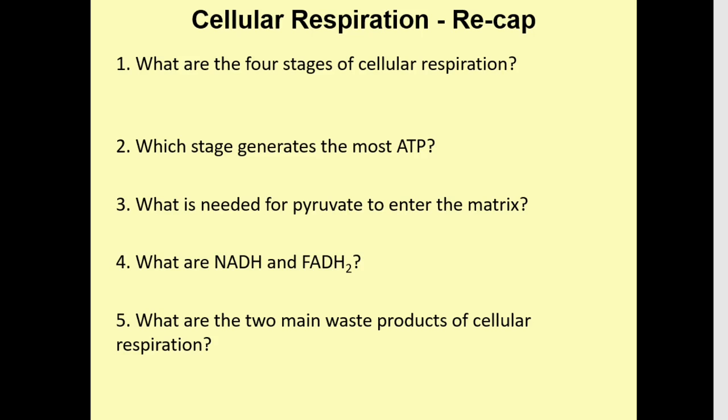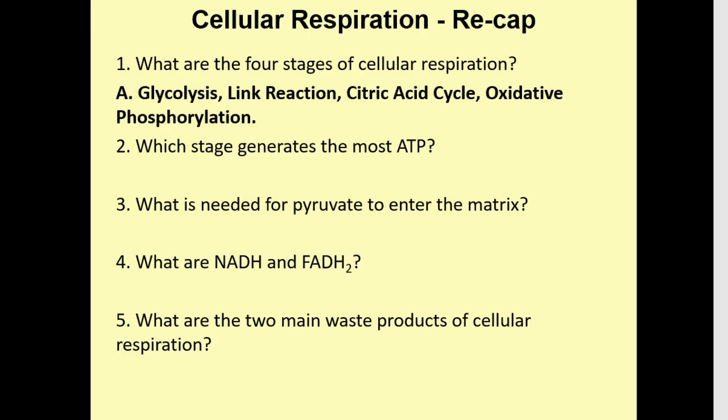Okay, welcome back. Hopefully you managed to answer all of those. So let's go through the answers. Number 1, what are the 4 stages of cellular respiration? Well, they are in order: glycolysis, the link reaction, the citric acid cycle or Krebs cycle, and oxidative phosphorylation. If you put oxidative phosphorylation via the electron transport chain, bravo.